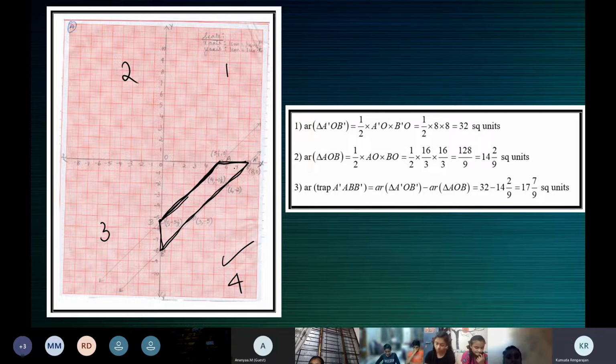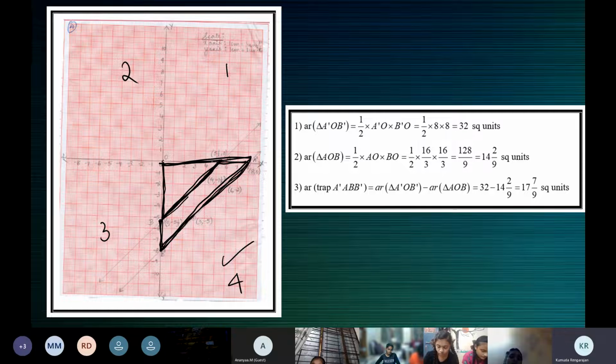To find the area of this portion, we'll find the area of the big triangle, the area of this whole triangle. And from that, we'll subtract the area of this small triangle. We'll find the area of the big triangle, half base into height. From that, we'll take away the area of the small triangle. That will give us the area of the trapezium. The area of the trapezium is equal to the area of the big triangle minus the small triangle.